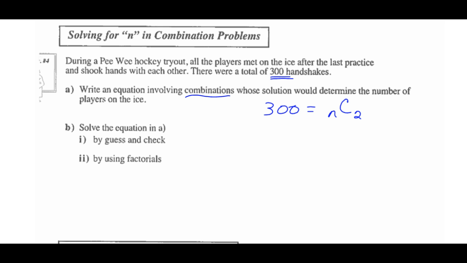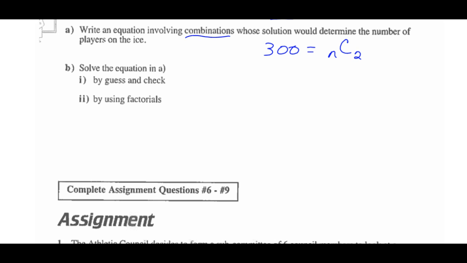Solve the equation in part A above by guessing and checking, and then by using factorials. All right? So you could go ahead and do some guessing and checking on your own. Try some values for N until you get something that gets close to 300 and narrow down. If you don't like to guess and check, then here's how we do it using factorials. N combinations of 2 is supposed to equal 300. So I can rewrite N combinations of 2 as N factorial over N minus 2 factorial times 2 factorial. That's supposed to equal 300.